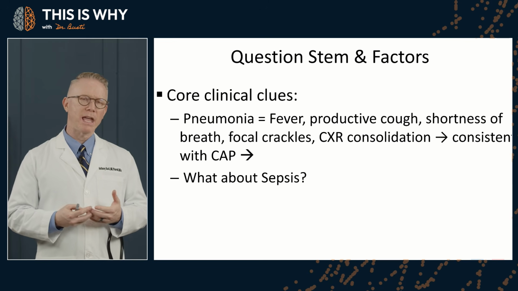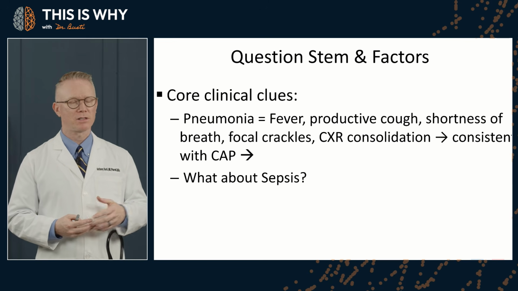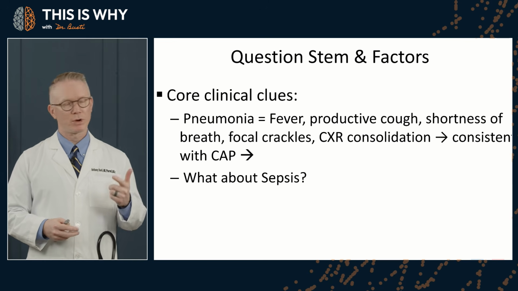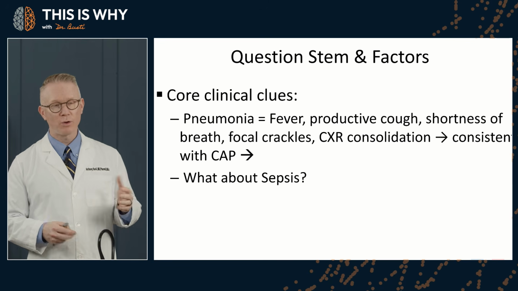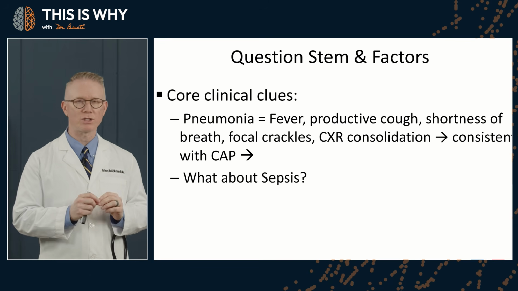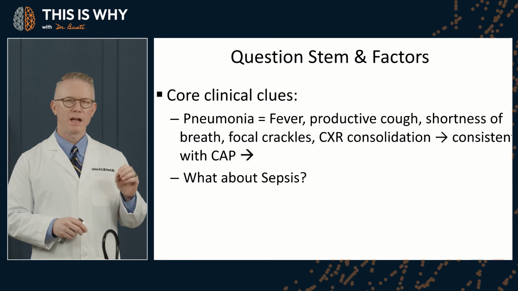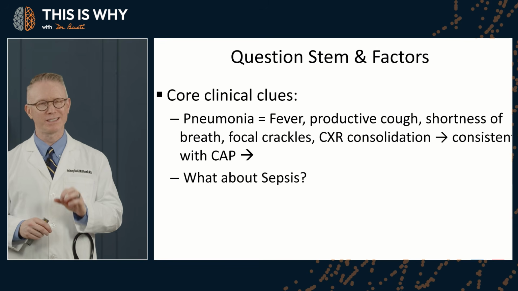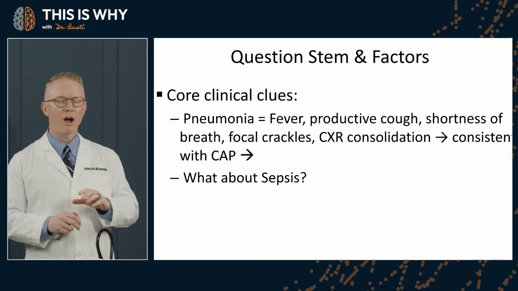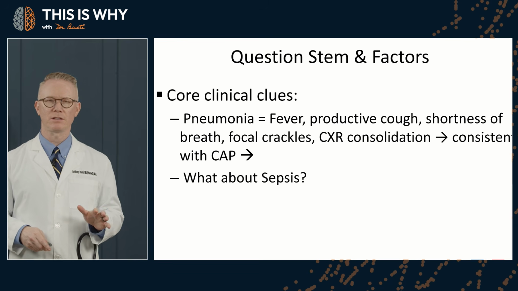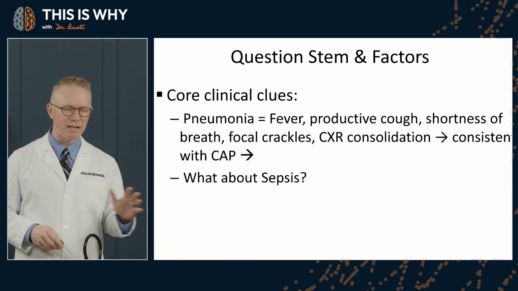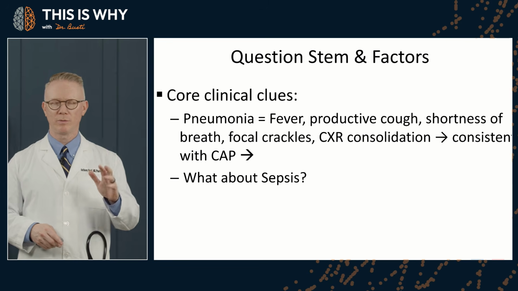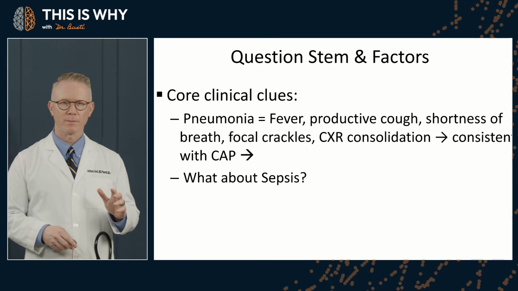But if you look at the case, the patient has a fever, productive cough, shortness of breath, focal or localized crackles on exam, a chest x-ray demonstrating consolidation. All of that is consistent with a pathophysiology, clinical presentation, signs and symptoms of community-acquired pneumonia.